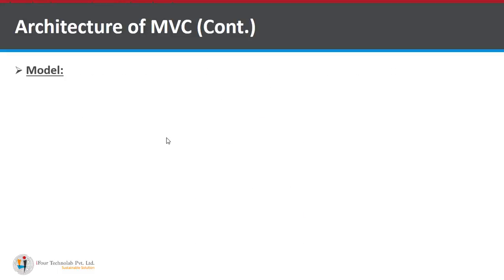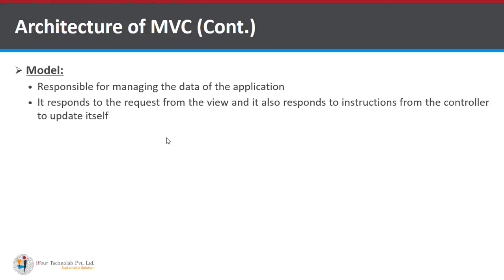Now, what is the work of model? Let me describe it in detail. It is responsible for managing the data of the application. It responds to the request from the view and it also responds to instructions from the controller to update itself. So here you can see controller is a bridge between model and view.